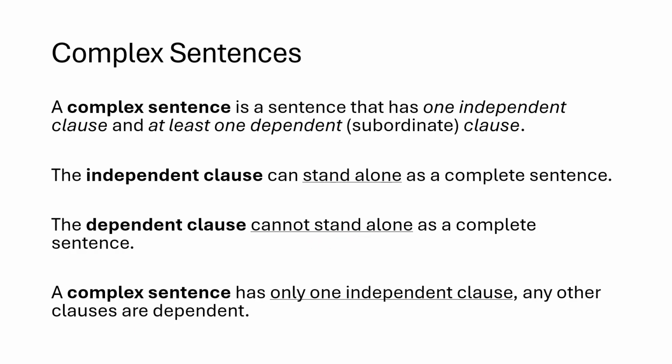Dependent clauses can be introduced by a subordinating conjunction or a relative pronoun, and they can also function as noun clauses. A complex sentence has only one independent clause. Any other clauses are dependent. This means only one part can stand alone. The other part depends on it.